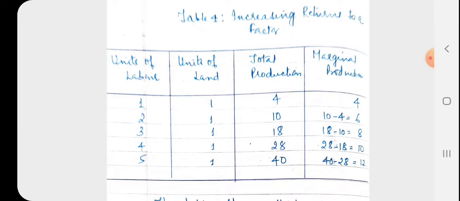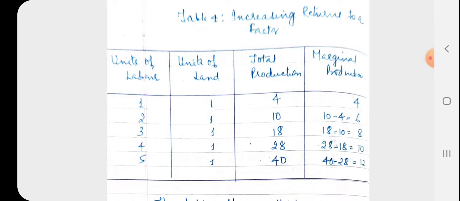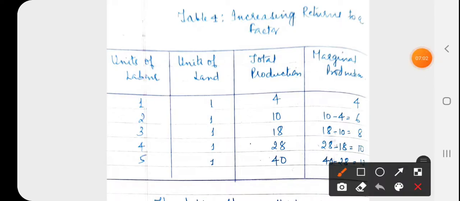So you can see that the total production is increasing: 4, 10, 18, 28. How is it increasing? 4 plus 6, 6 plus 8, 8 plus 10, 10 plus 12, 12 plus 14, 14 plus 16. Likewise, you can make out, and these values you can put on the basis of marginal production: 4, 6, 8, 10. When this marginal production is showing an increasing tendency, it is known as increasing returns to a factor.